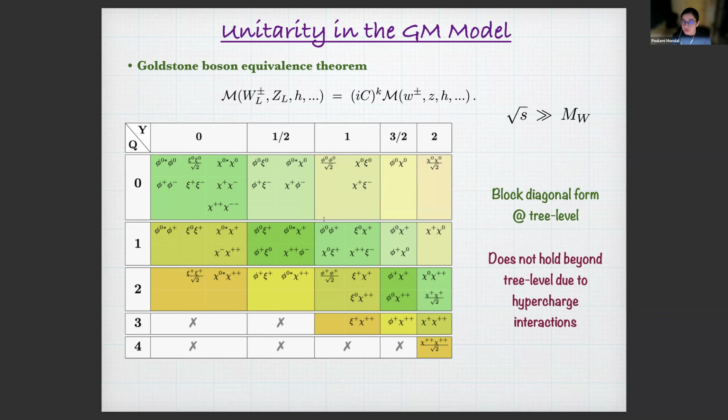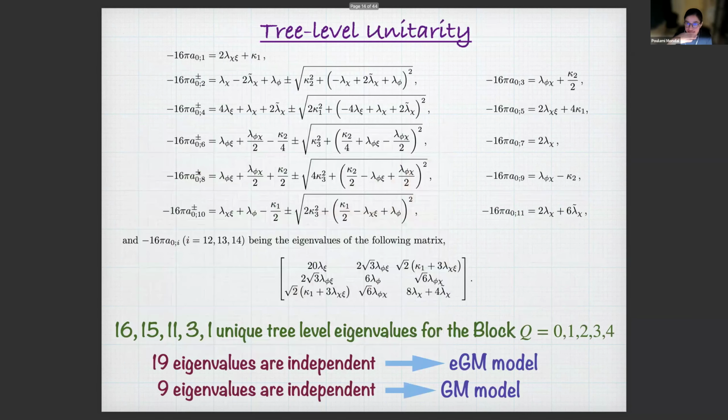This is at tree level, but of course, when you go from tree level to one loop, all these structures mix up, so you have to write all possible 2 to 2 scenarios and calculate the eigenvalues. If you stay at tree level, these are the tree level unitarity conditions for the eigenvalues. I have shown you the block diagonal form for Q equal to 0, 1, 2, 3, 4. If you calculate the eigenvalues by computing those matrices, you have 16, 15, 11, 3 and 1 unique tree level eigenvalues.